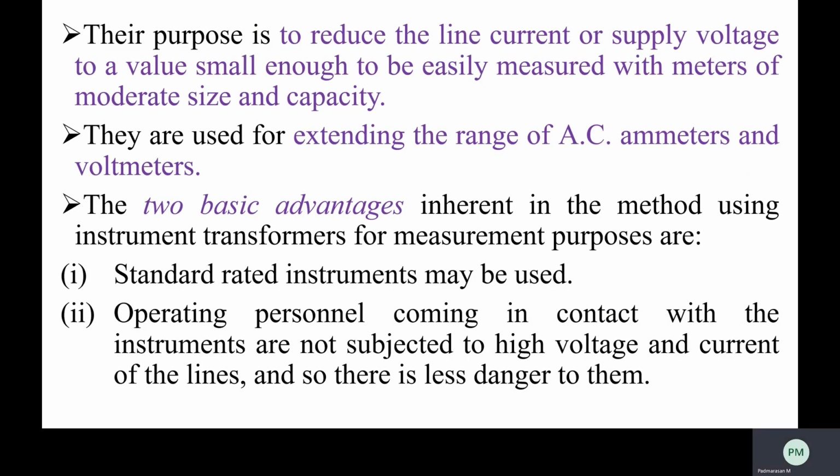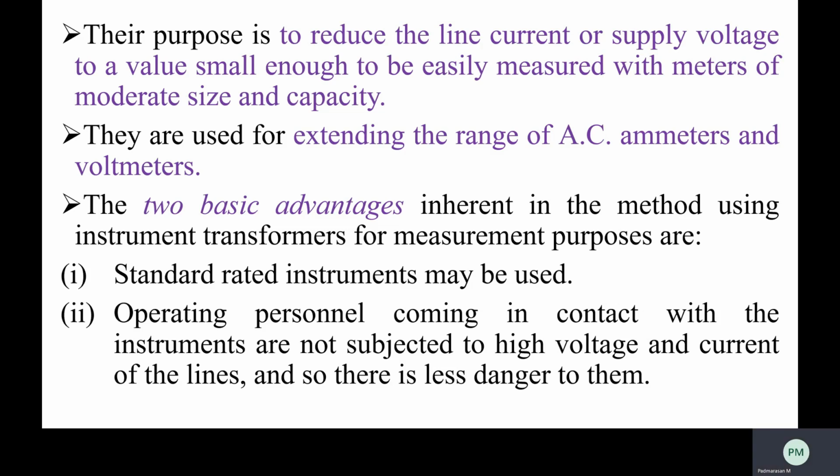Their purpose is to reduce the line current or supply voltage to a value small enough to be easily measured with meters of moderate size and capacity. So to reduce the line current or supply voltage to a small value, this method is suitable. And generally they are used for extending the range of AC ammeters and voltmeters.